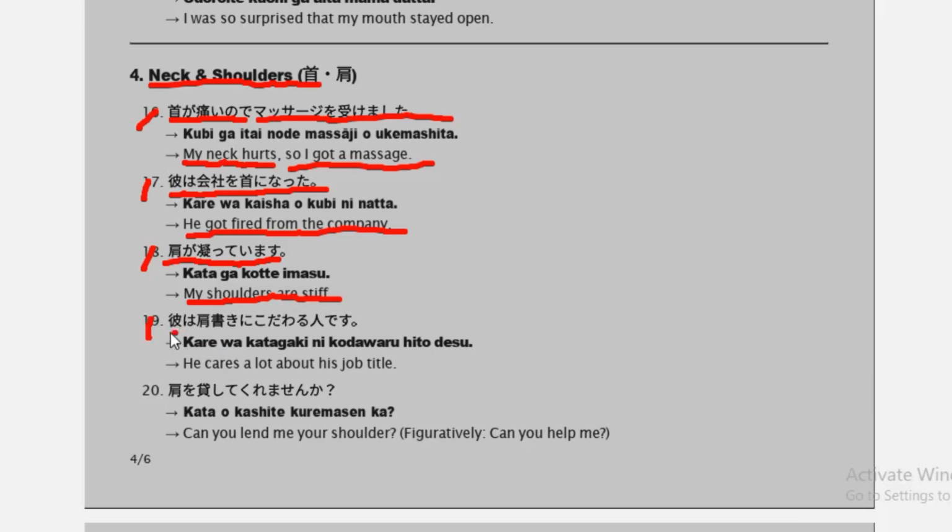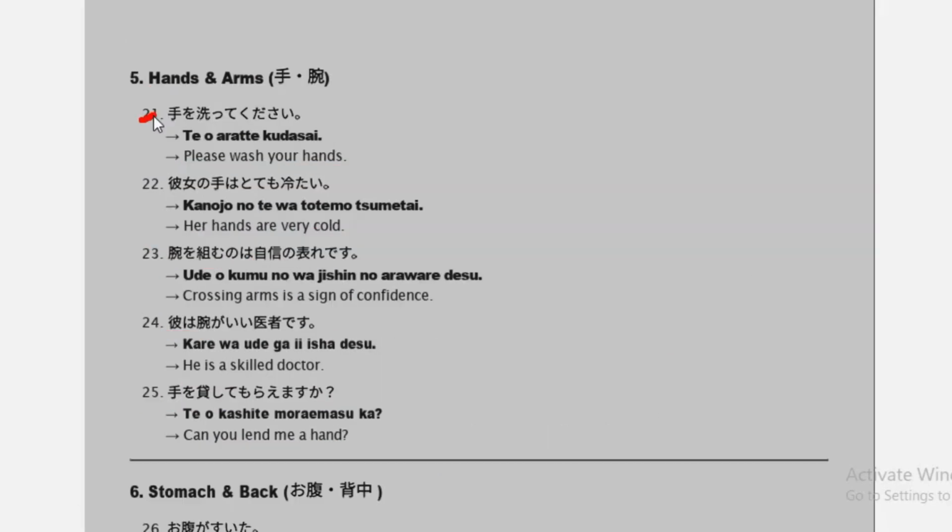The next example is kare wa katagaki ni kodawaru hito desu, means he cares a lot about his job title. And next example is kata o kashite kuremasen ka, means can you lend me your shoulder? That is the literal meaning. Can you help me?